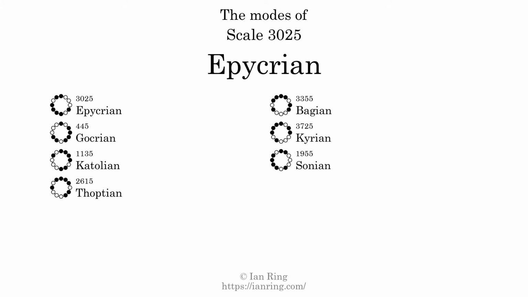The seventh and last mode is scale 1955, also known as Sonian. It sounds like this.